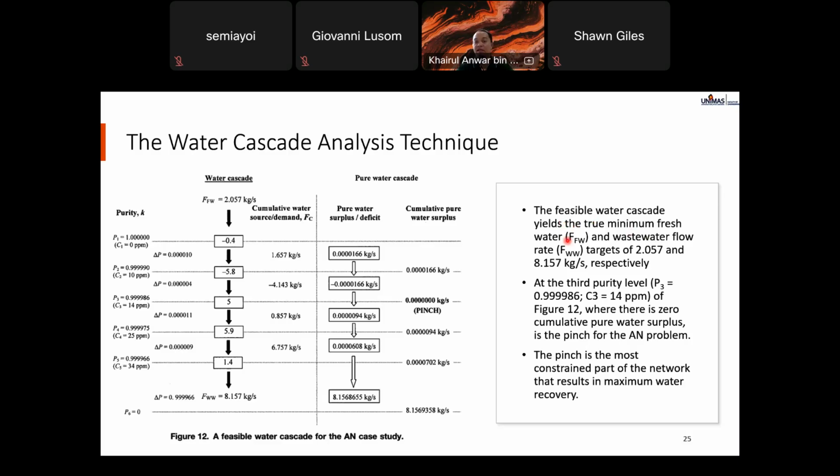The visible water cascade yields the true minimum fresh water and wastewater flow rates, FWW. For this value and this value, at the third purity level P3, there is a zero cumulative pure water surplus. It is the pinch for the AN problem. The pinch is the most constrained part of the network, resulting in maximum water recovery.